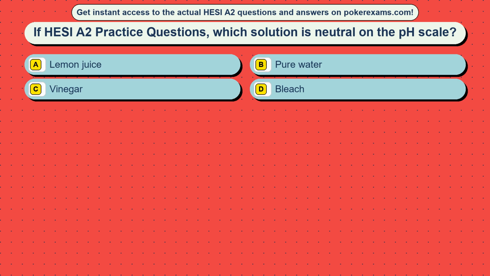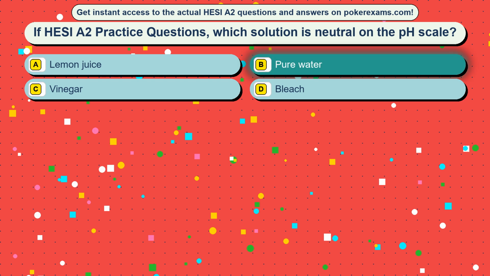Question 20. If HESI A2 practice questions, which solution is neutral on the pH scale? Option A, lemon juice. Option B, pure water. Option C, vinegar. Option D, bleach. The correct answer is option B, pure water.